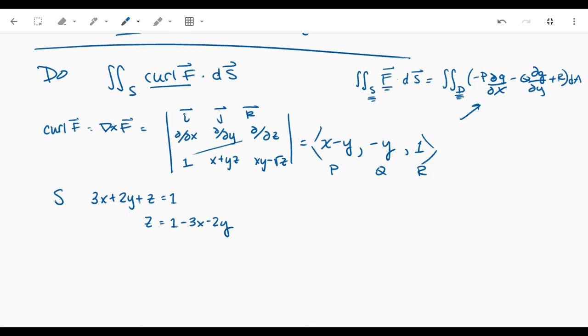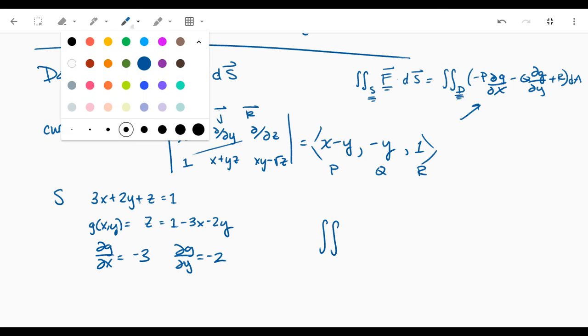Okay, which is like your g of xy. So dg dx would be -3, and dg dy would be -2. We're going to be doing the integral of -p, so I'm going to do y minus x. Oh, you know what? I should have left it because the other one is -2. The 3 is negative.